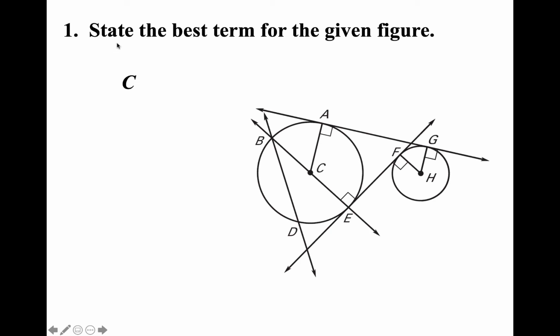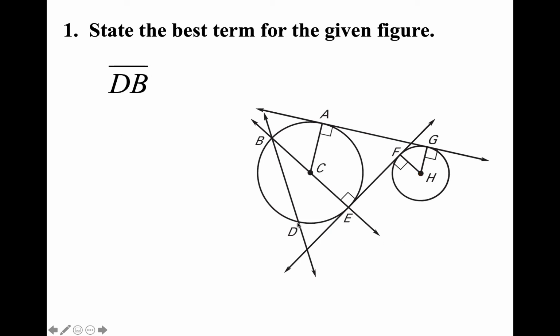So number 1 says to state the best term for the given figure. So this is point C. So notice point C is right here. This would be considered the center of the circle. Segment HG is in this circle over here, from H to G. This is half the circle going from the center to the side. This is called a radius.